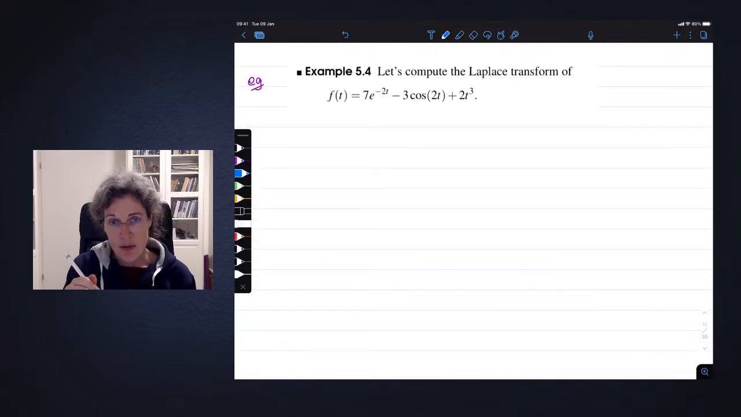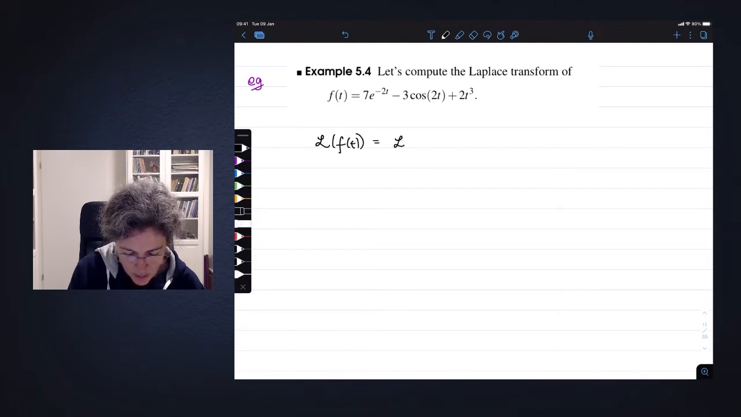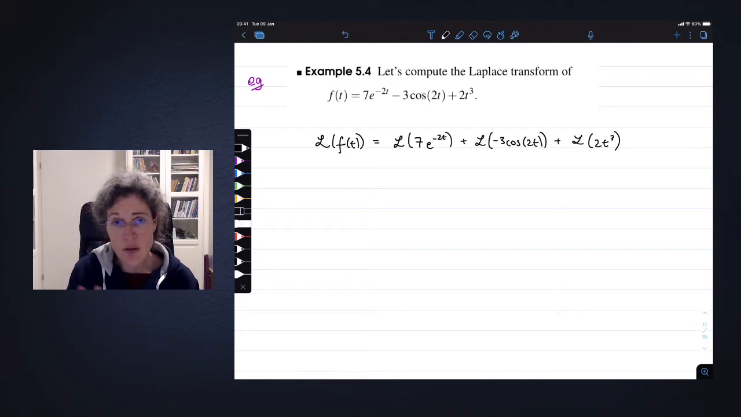So let's use the table to compute the Laplace transform of something a little more complicated. Here we have our function, which is a combination of an exponential, a cos function, and a polynomial term. I'm going to write this using the funny L to say I'm taking the Laplace transform of f of t, which is going to be the Laplace transform of 7 e to the minus 2t plus the Laplace transform of minus 3 cos of 2t plus the Laplace transform of 2t cubed. So this was in excruciating detail. Let's just work through using the rules that we know so far.